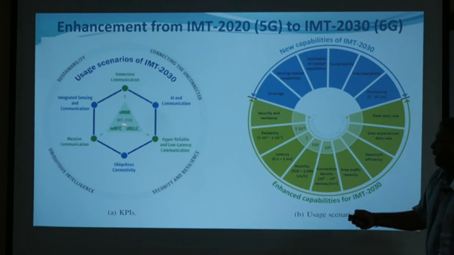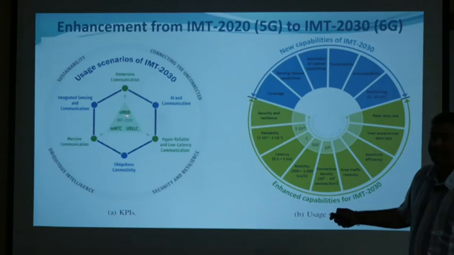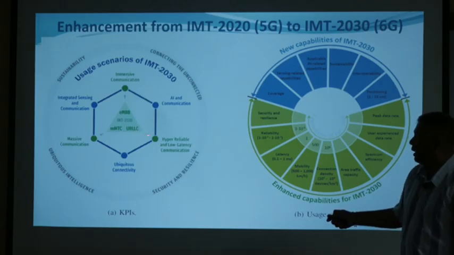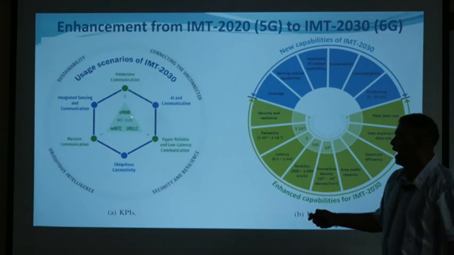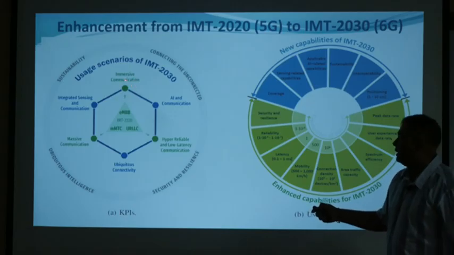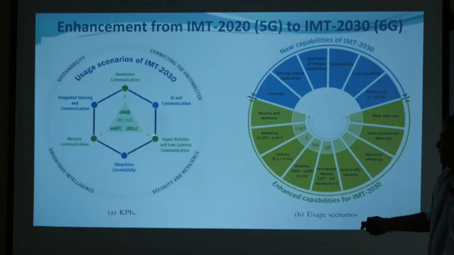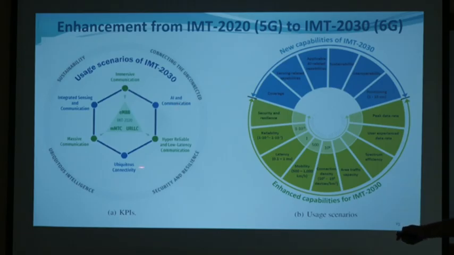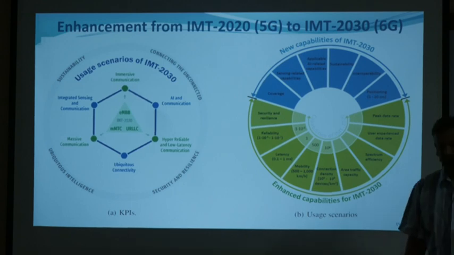Okay, so as I mentioned, in IMT-2020 there are three services: enhanced mobile broadband, massive machine type communication, and ultra reliable low latency communication. These are now enhanced in 6G. Enhanced mobile broadband is now called immersive communication. Ultra reliable low latency is enhanced to hyper reliable and low latency communication. And massive machine type communication is enhanced in 6G to massive communication. Apart from these three services, 6G is going to give you 3 more services: AI and communication, ubiquitous connectivity, and integrated sensing and communication. This is a very, very hot topic nowadays, integrated sensing and communication. As I said, the future base station will not only communicate, it is also going to sense the environment, okay?